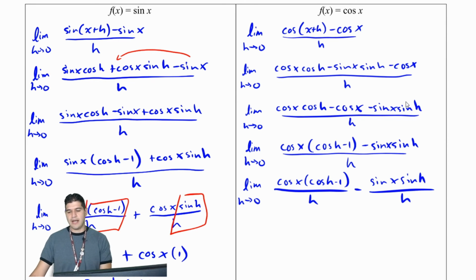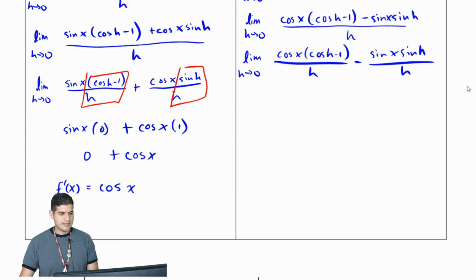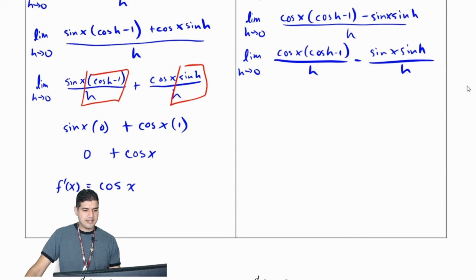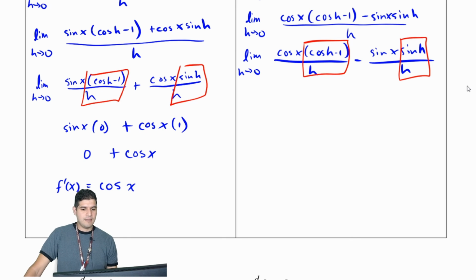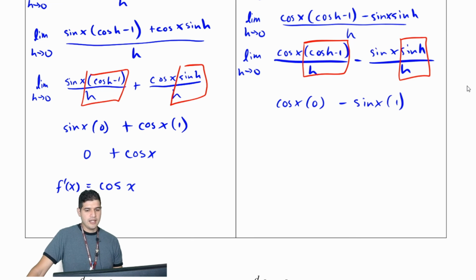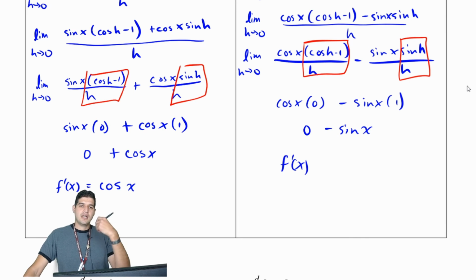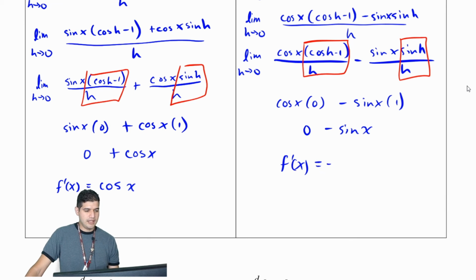And a similar thing is going to happen. Let me scroll down just a little bit here. So the similar thing is going to happen where those parts are going to evaluate to 0 or 1. So we get cosine of h minus 1 over h, and we get sine of h over h. So let's write this out. When we evaluate that limit, we get cosine of x times 0 minus sine of x times 1. All right? So then I'm going to get 0 minus sine of x, so that my derivative of cosine of x came out to be negative sine of x.